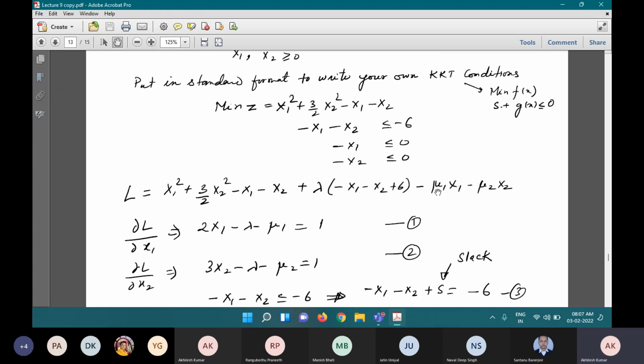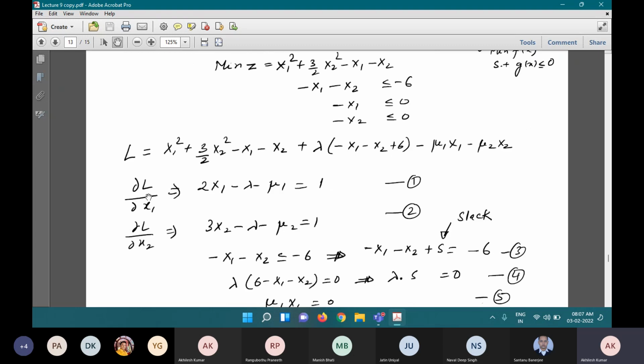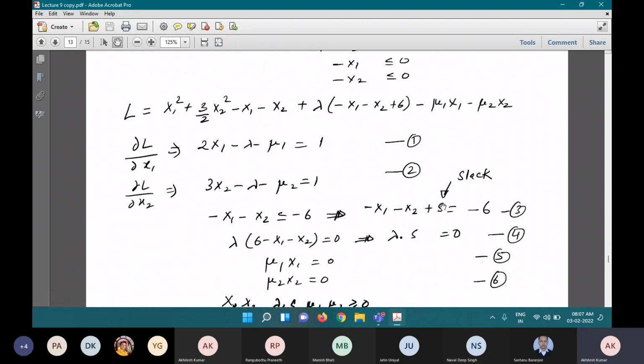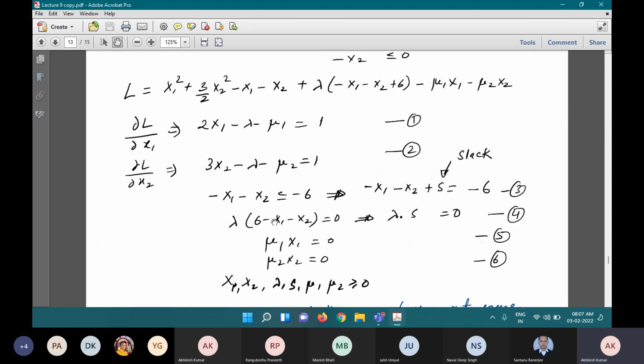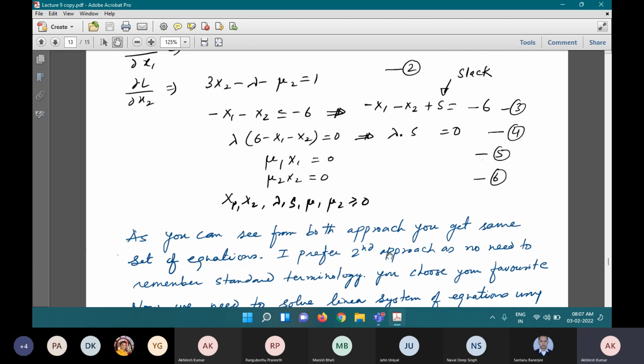Then write your Lagrangian. Do del L by del x1, del L by del x2, and the other functional constraint. The only thing is, in the functional constraint, which is less than or equal to, add a slack variable and make it an equality. For the complementarity condition, instead of writing the functional constraint, you put lambda times s equals 0. The others are mu1 x1 equals 0, mu2 x2 equals 0, all variables greater than or equal to 0.